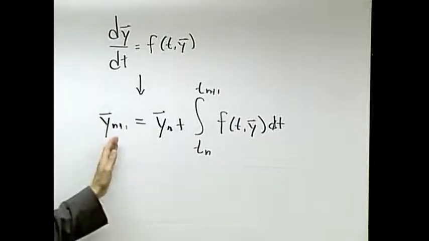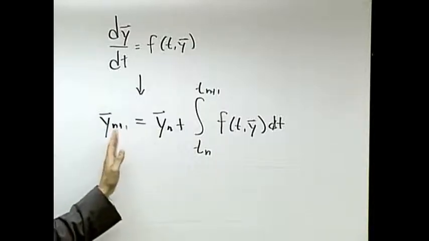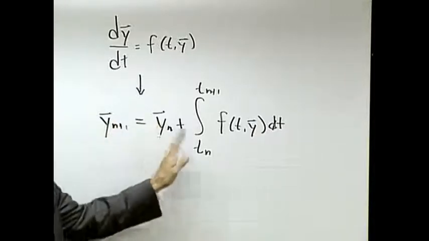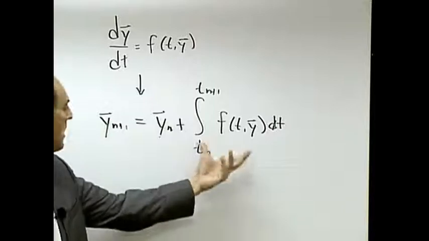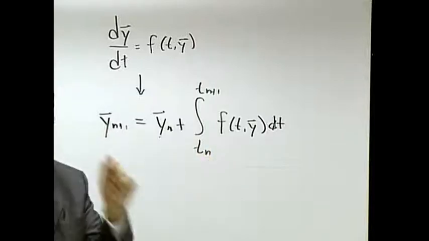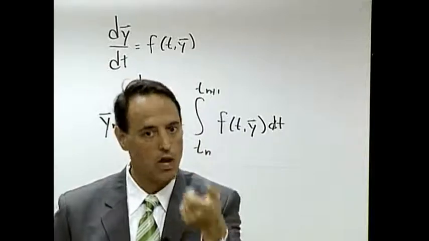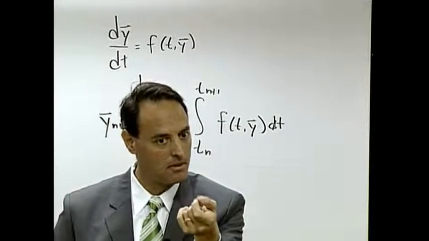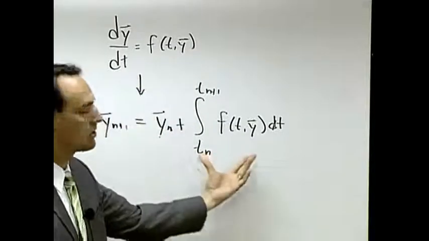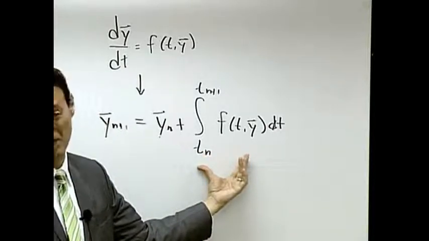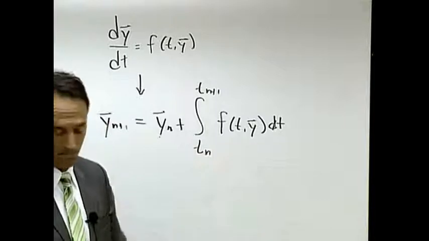So notice now what we have again. The future solution is what it is now, plus a little bit of something. What do you mean? How do you know this is a little bit? Because I'm integrating over a literal sliver from t of n to t of n plus 1, which is a very small sliver of time. So that means I have something small here. So it's looking a lot like our Euler formulas, except now it's in integral form.